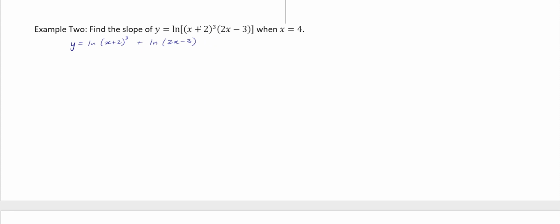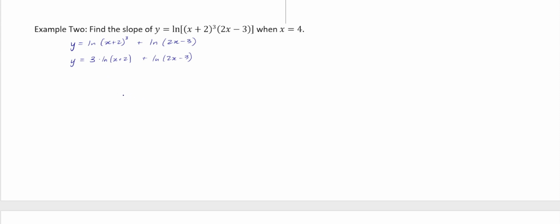Because if there's multiplication in the argument, then that means we can separate the two factors within the argument into two terms with addition in between and the natural logarithms of those two factors. I also know that the exponent rule of logarithms means that I can bring an exponent on the argument in front as a coefficient. So 3 ln (x + 2) + ln (2x - 3).